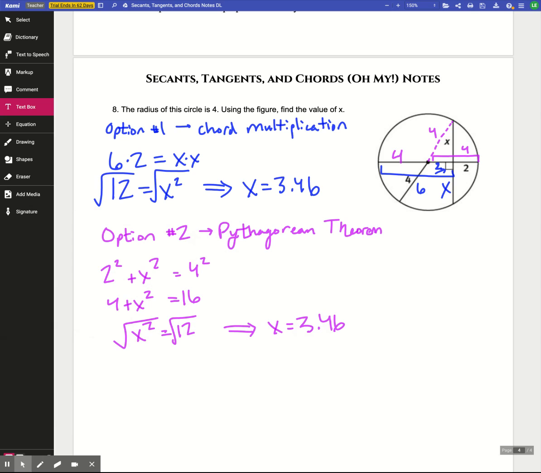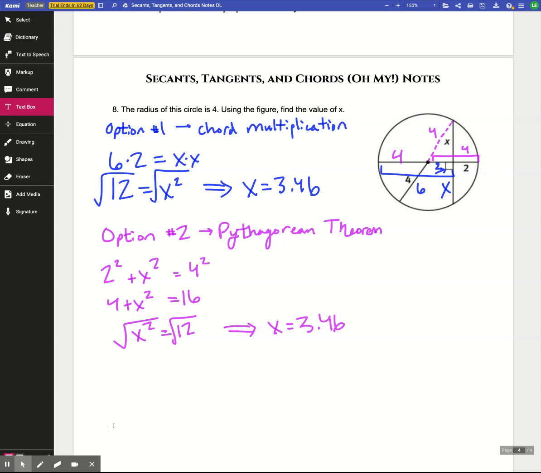I love problems like this because it just goes to show you that there usually is more than one way to approach the problem. But the beauty of mathematics is if you follow the rules and the logic of math, then no matter which method you choose, you'll end up with the same answer, right?